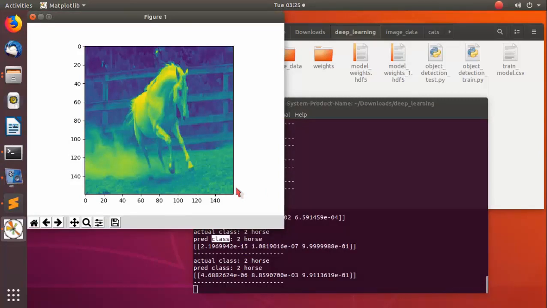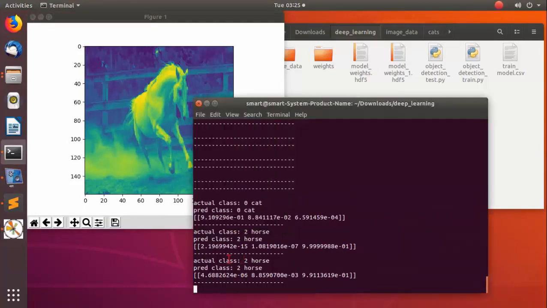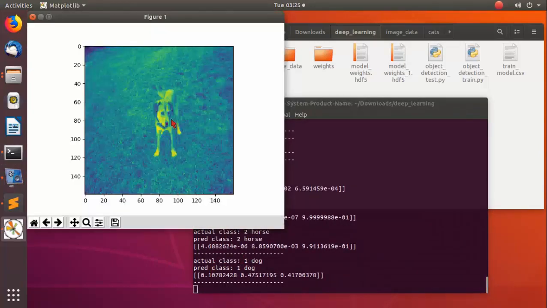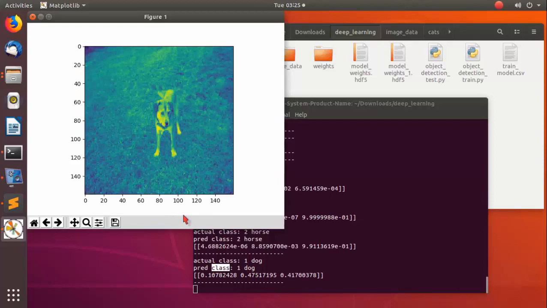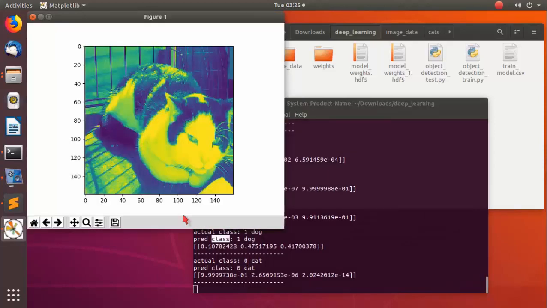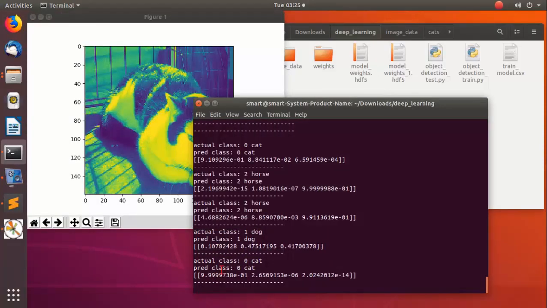This is also our horse image. Actual and predicted class are the same. This is our dog image, and the actual and predicted class are both the same. Same for cat.